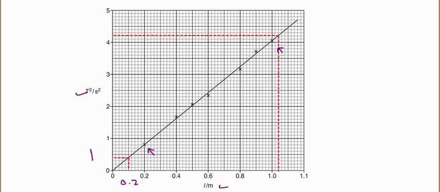Also, you may be asked to find, say, the length at which the time is equal to a certain value. Then you need to get the corresponding value from the y and the x. Just to locate, if I need to find the length at which t square equals 3, when t square equals 3, this would be the length right there.